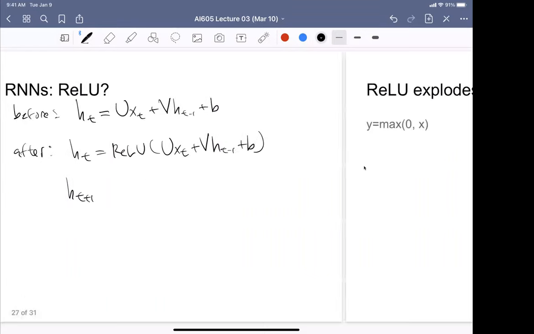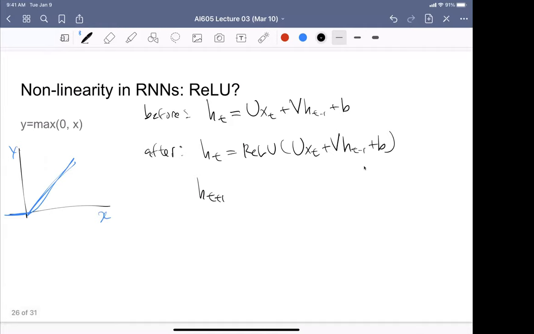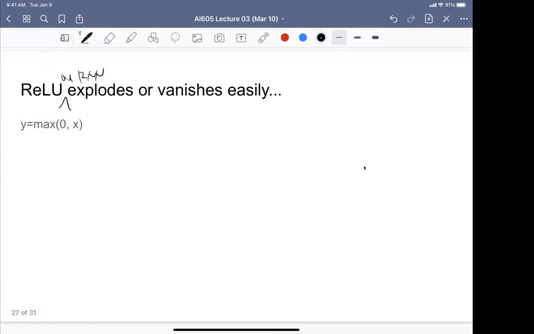But there's one really big problem with ReLU, if it's applied to an RNN. Of course, not in general, but when it's applied to an RNN, it explodes or vanishes very easily. Why is that so? I'll give you a very hypothetical case where W is, not W, I'm sorry, I keep messing up, where V, the matrix V, is what's getting multiplied to h_{t-1}, the previous time step.